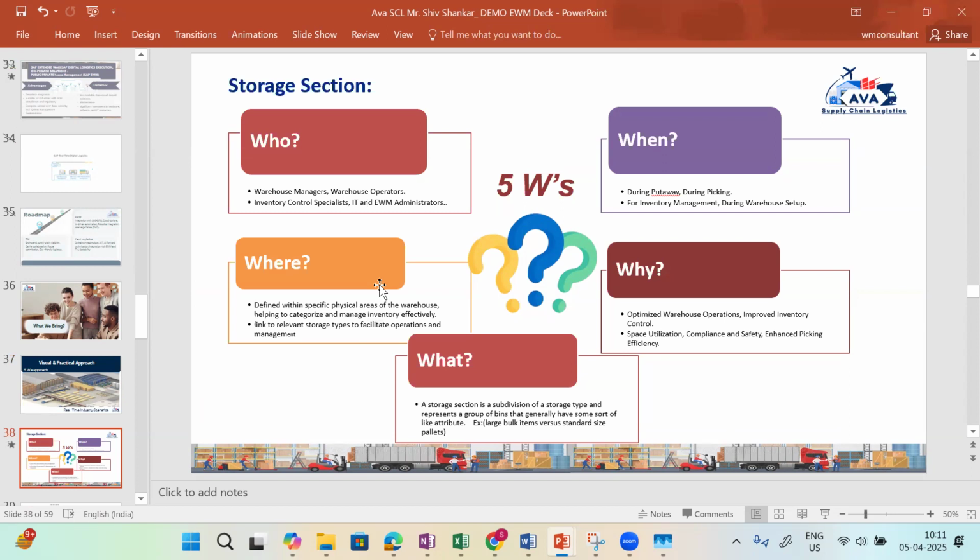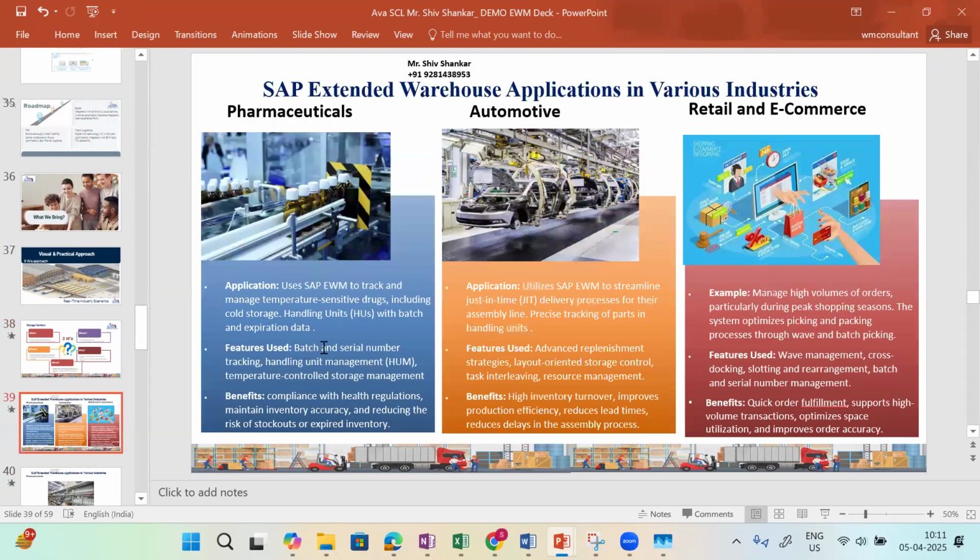So what is a storage section? It is a subdivision of the storage type. Similarly, where do we use it? In the physical areas of the warehouse. Why do we use it? For warehouse operations optimization. Who will be using it? Warehouse managers and operators. And when do we use it? During picking and packing.